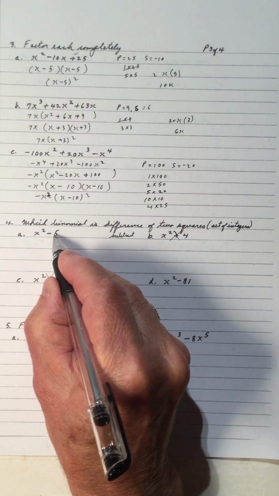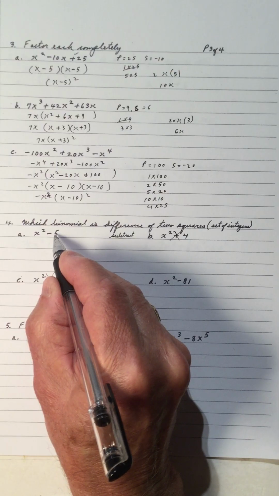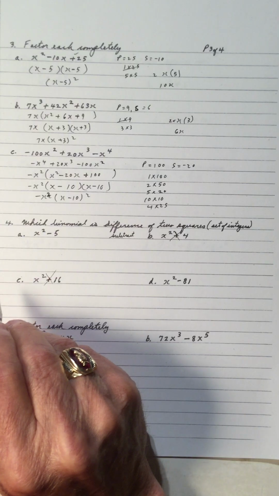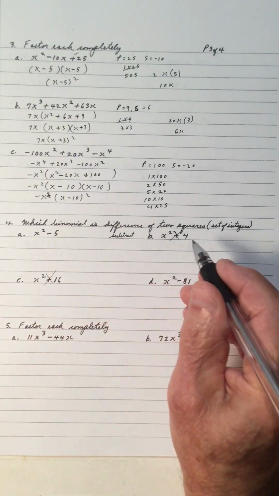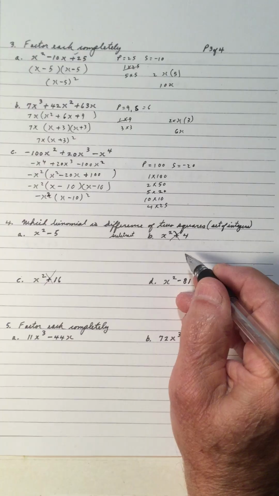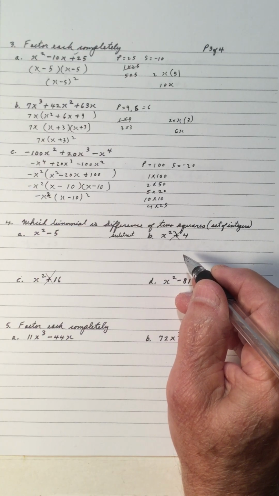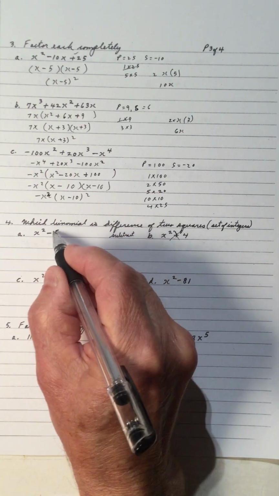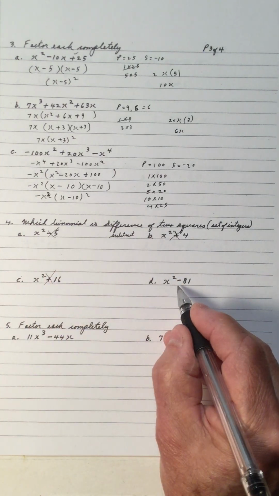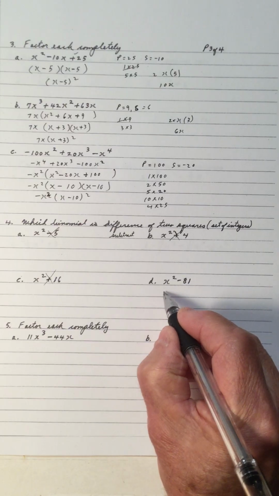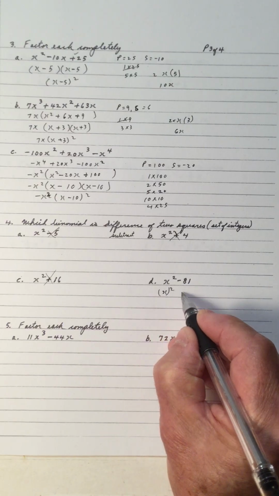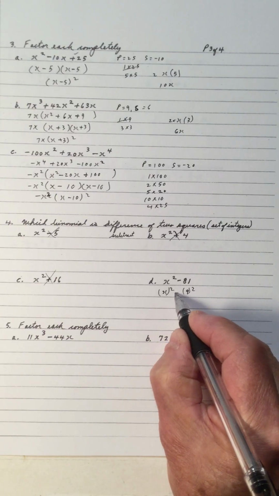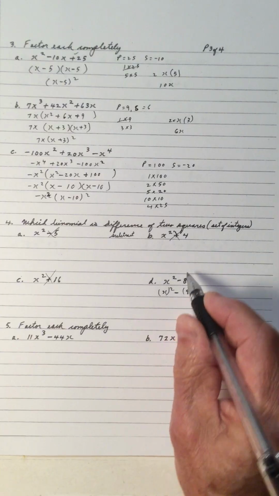This is integers. So there's no two integers that will multiply to give you a 5 that are the same. The difference of two squares has to be the same terms with a plus and minus. So this can't work. But this one can. Difference of two squares, this is an x being squared, and this is a 9 being squared. So this is the subtraction of two squares.